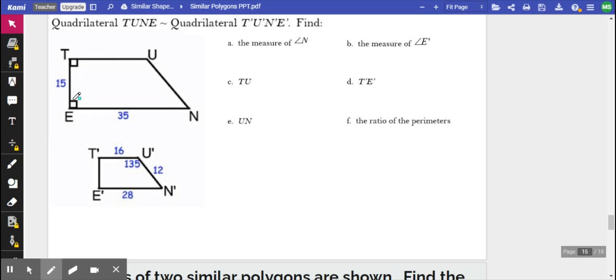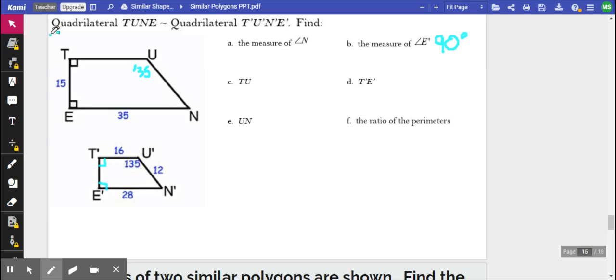So these 90-degree measurements right over here should be able to tell us that we have 90-degree angles at T prime and E prime. And that's actually the answer for question B. Angle E is 90 degrees. So if we go back to question A, we know that U prime is 135. So I know that U is also 135 degrees.